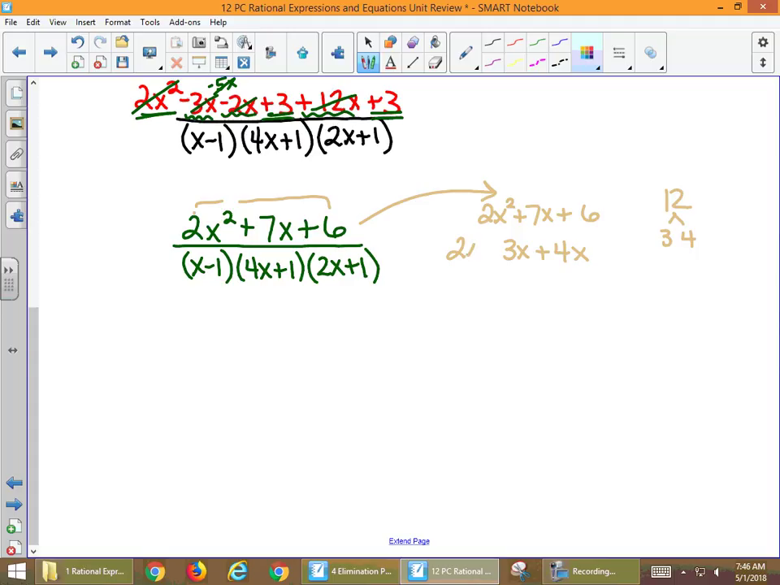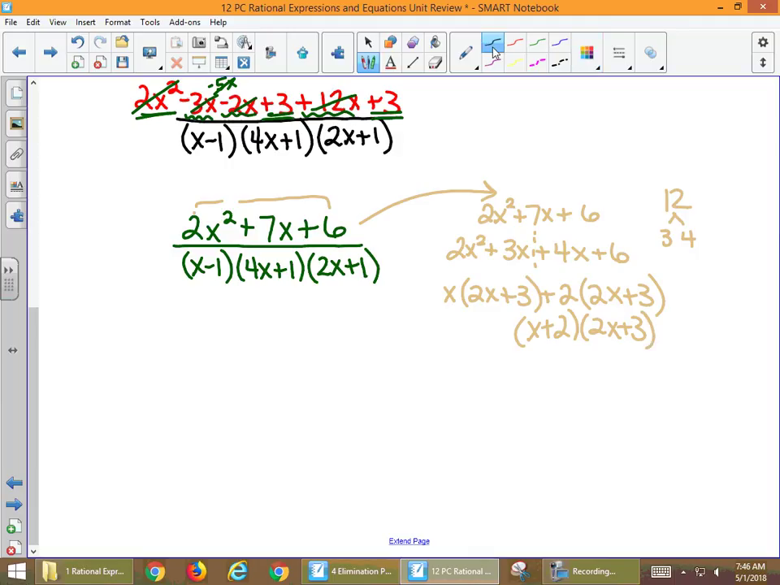Bring down my 2x squared. Bring down my 6. My first two terms have an x in common. My next two terms, 4 and 6, have 2 in common. When I factor out the 2, I'm left with 2x plus 3. It's lovely. x plus 2. Good. Alright, that's right. That's what we've got.